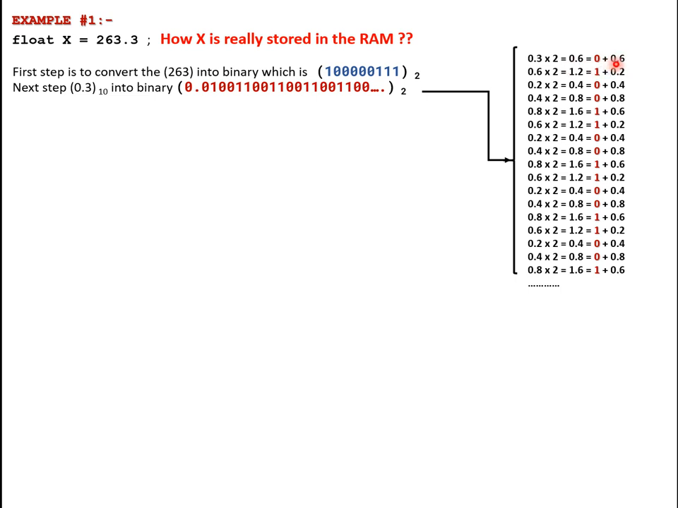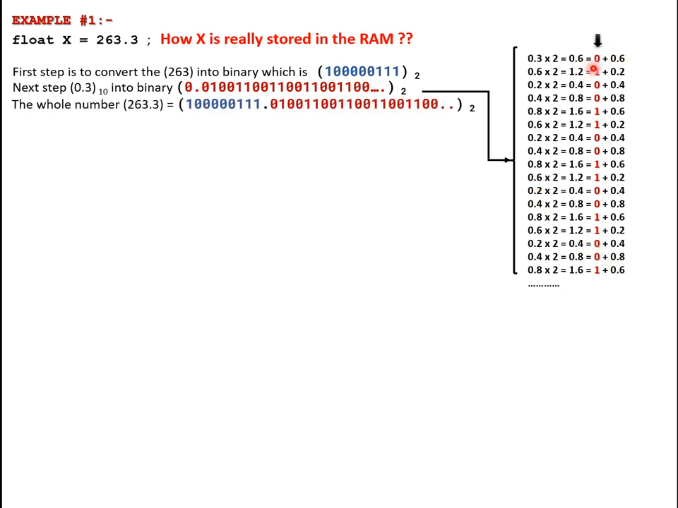Now we take this one, 0.6 times 2 is going to be 1.2. So we take 1, which is before the point, and we add 0.2. Now we take this 0.2 times 2, it's going to be 0.4. As you can see, what's before the point? It's 0. Now we need these numbers, so we read the numbers from top to bottom.